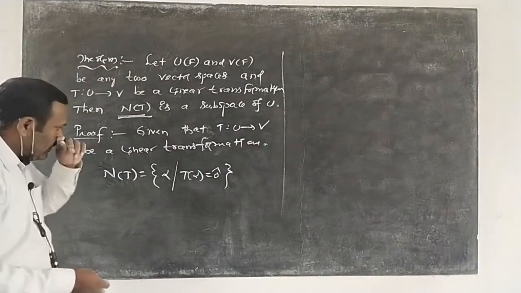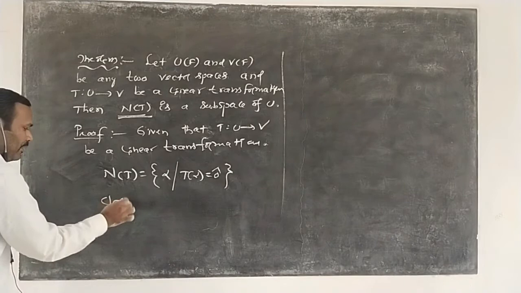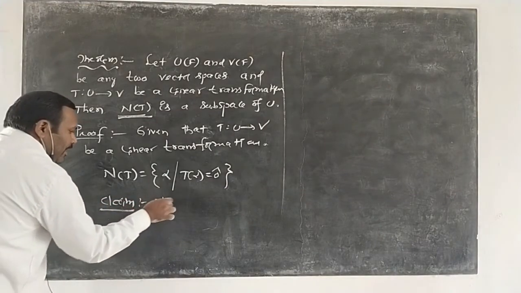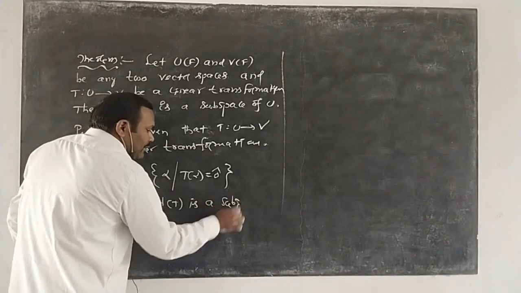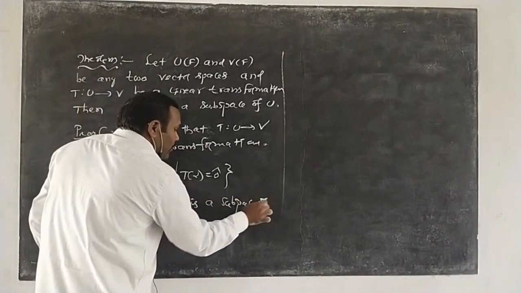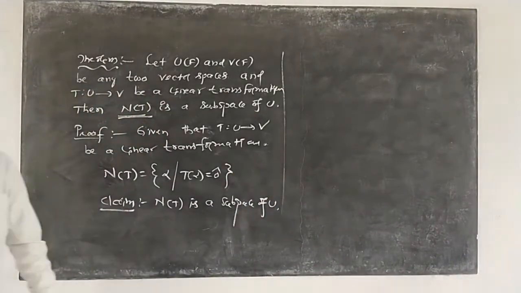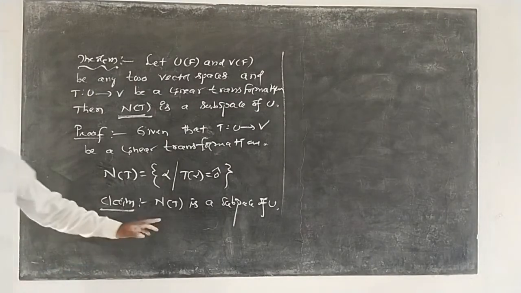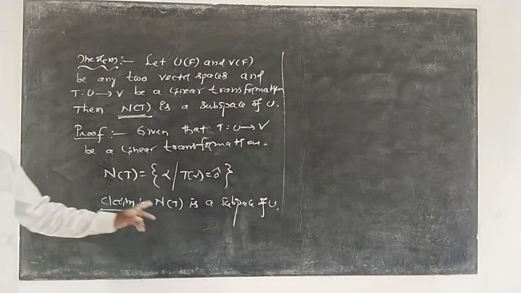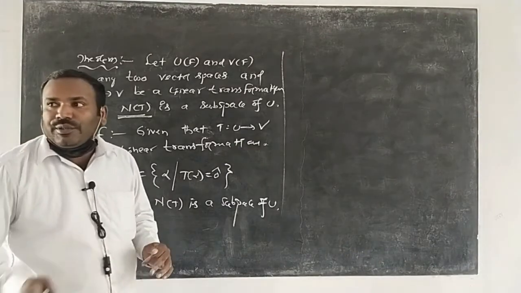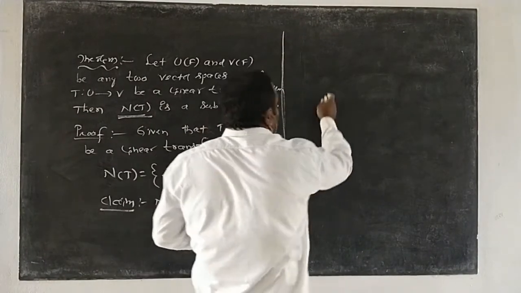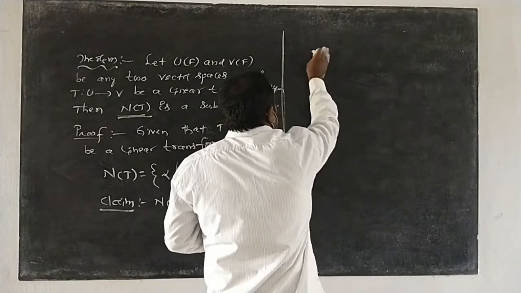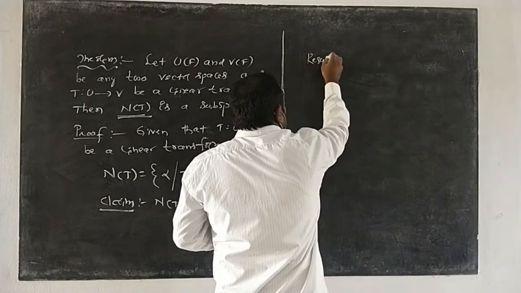So what is our claim here? N of t is a subspace of U. That is what we are going to prove. To prove this theorem, we use an important result which is already proved in the previous chapter. You first write that result.